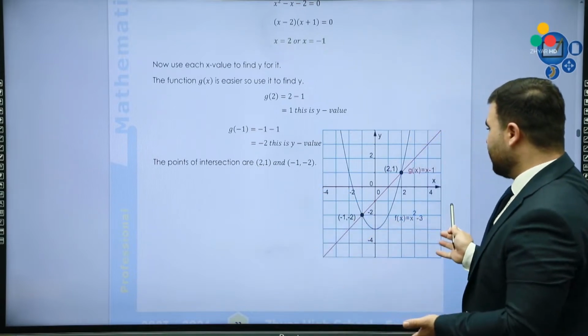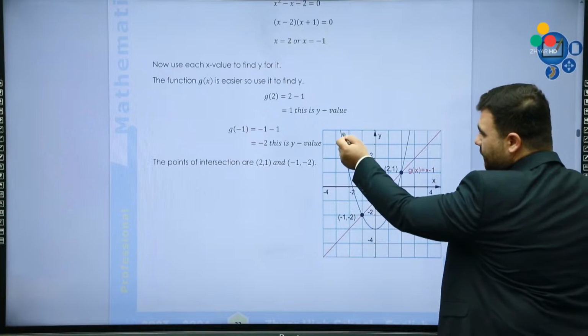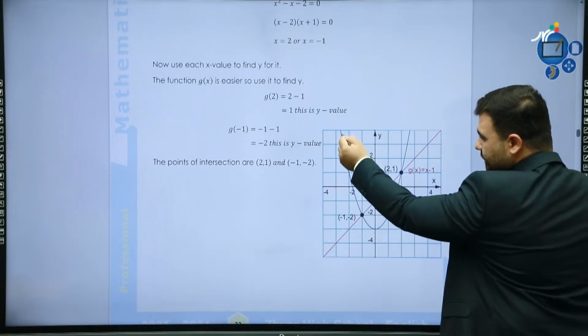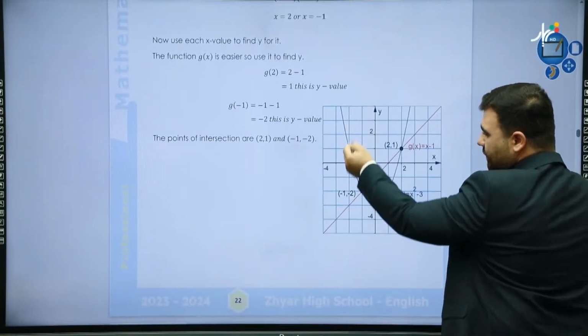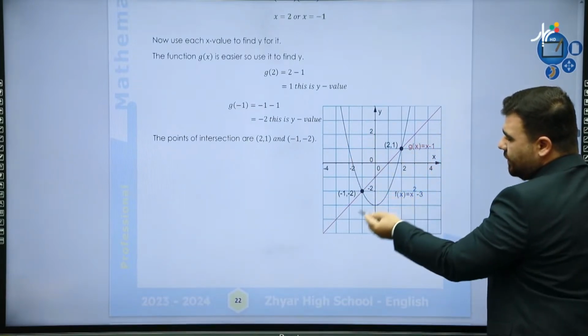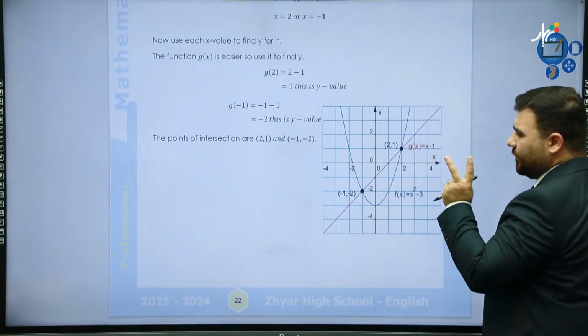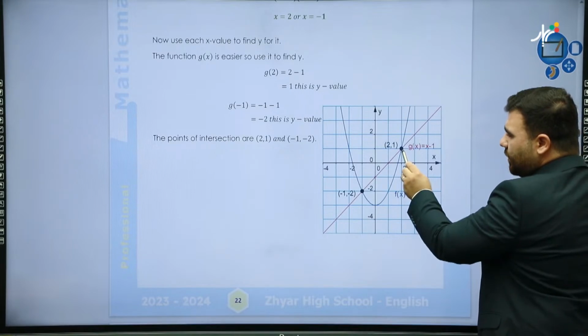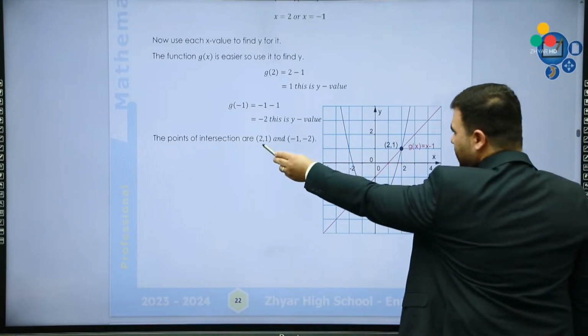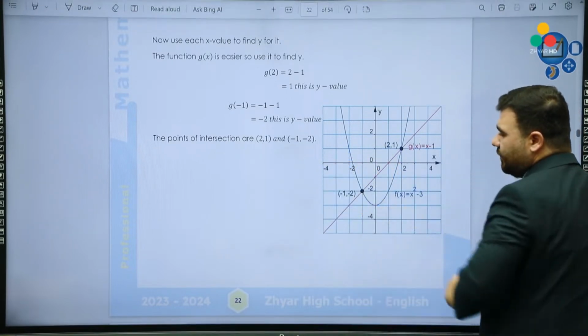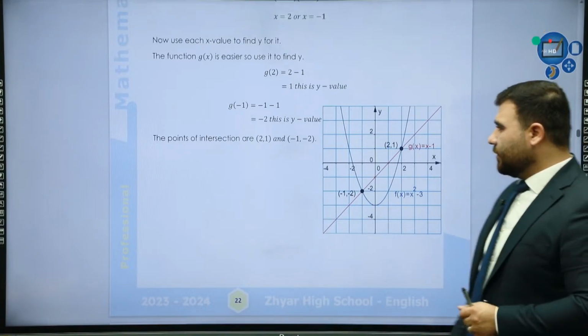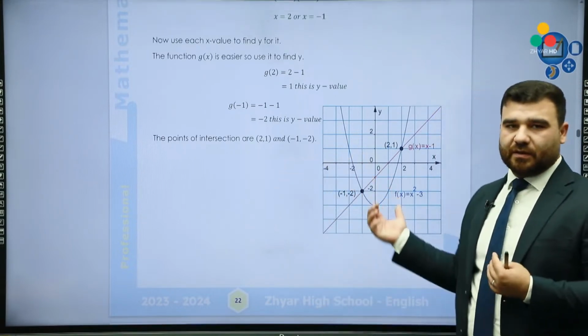Now if we look at the graphs, this is the graph of f. This is the graph of g. They intersect at 2 points. One point is 2, 1. And the other point is -1, -2. So we found the points without the graph.